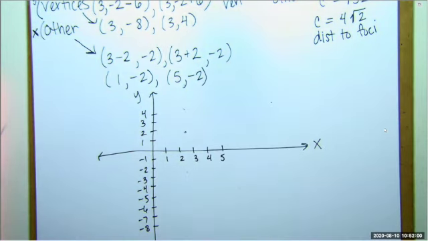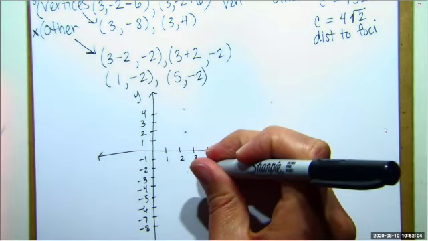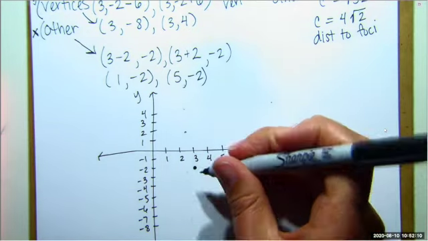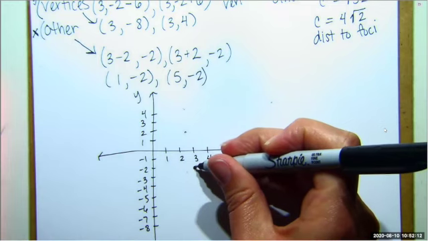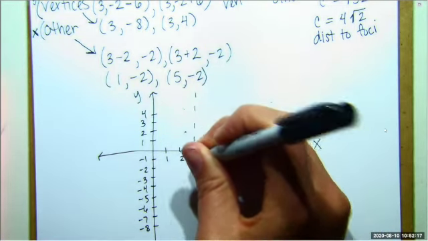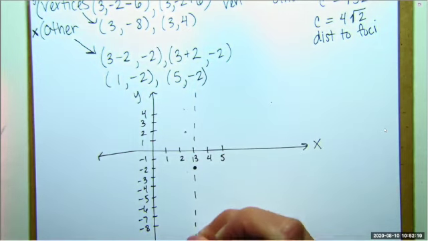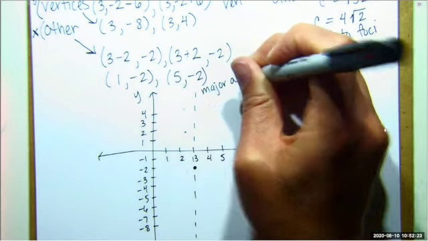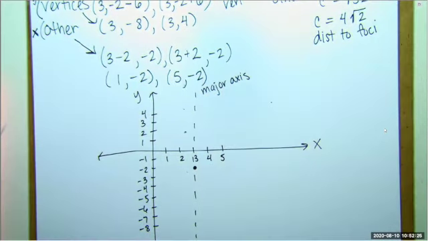All right, the first thing we'll do is plot in our center. So our center was 3, -2. So here's our center, 3, -2. Our major axis is the line that goes through our center, and here it was parallel to the y-axis. So if you want to, you can put in a dashed line. This is our major axis. I would say it's not totally necessary to put that in there.